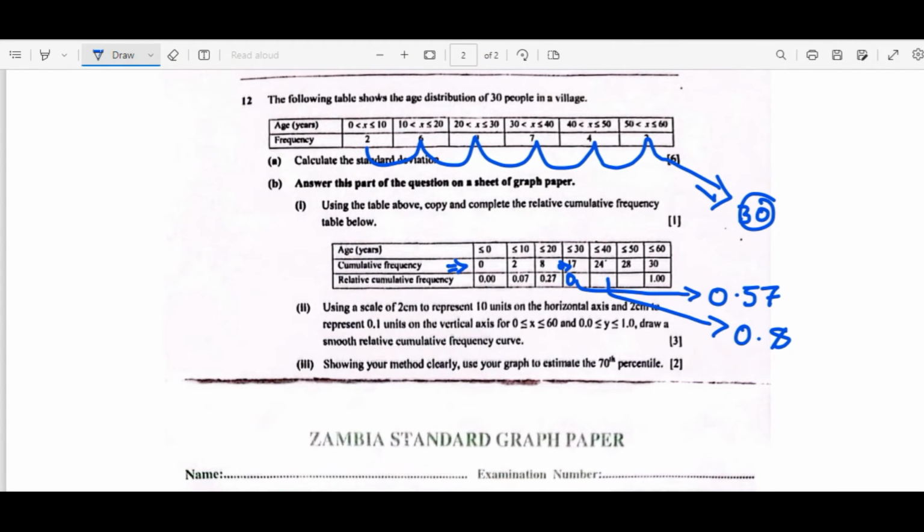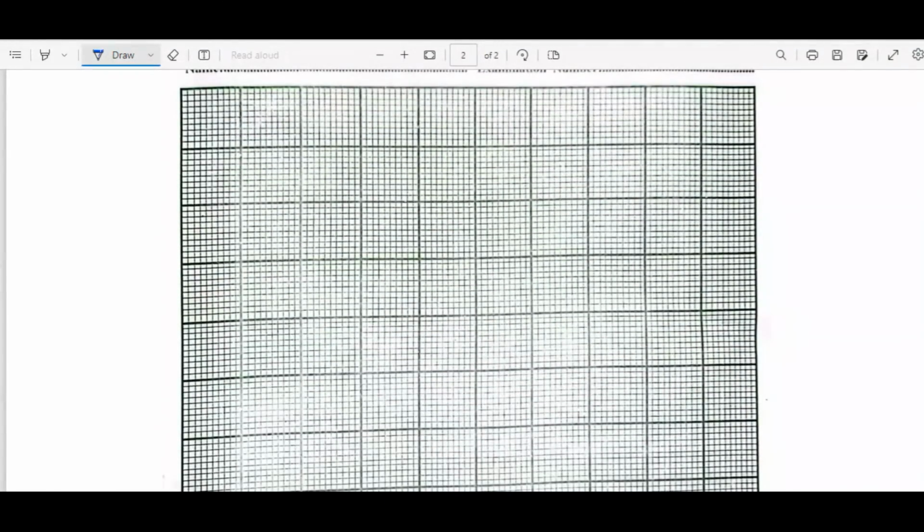Then for this one, 28 divided by 30, getting 0.9333 recurring, so just 0.93. Then 30 divided by 30, this is the 1.00. So now, using the scale of 2 cm to represent 10 units on the horizontal axis, which is the x-axis, and 2 cm to represent 0.1 on the vertical axis. So let's now draw our curve.